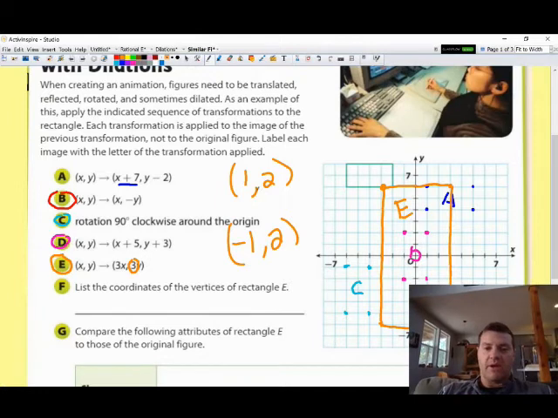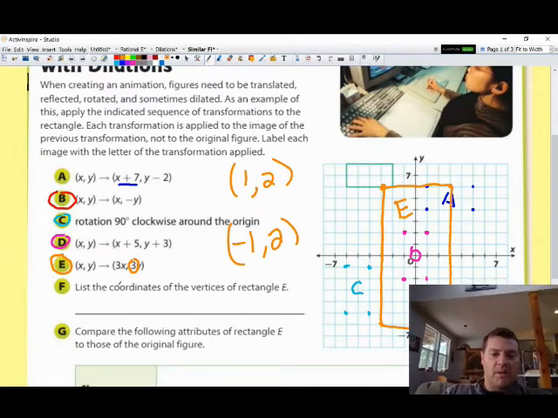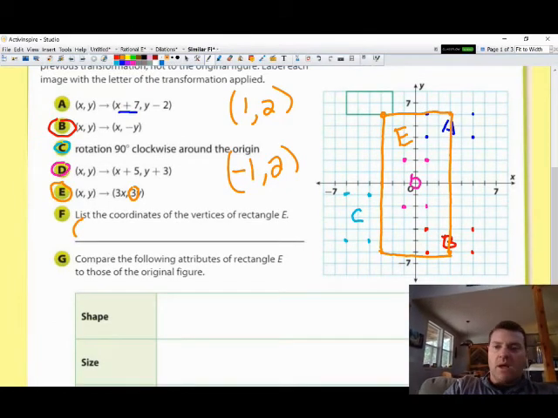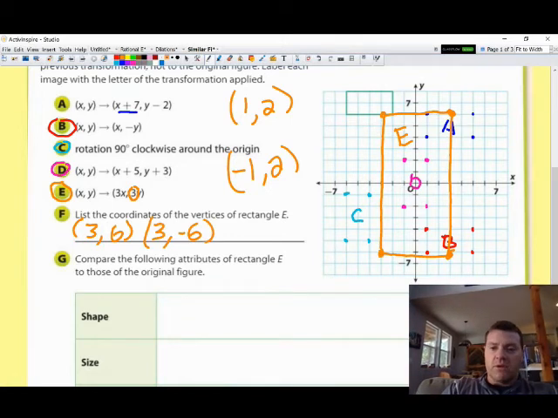We can do that. We already did. My coordinates of E are going to be, we'll start with this one way up here, and that is 3, 6. Then below that, right down here in this corner, that's 3, -6. And then we've got this one in this corner, that's -3, -6. And the last one, I can't fit it on there. It's this top corner up here, and that's going to be -3, 6.